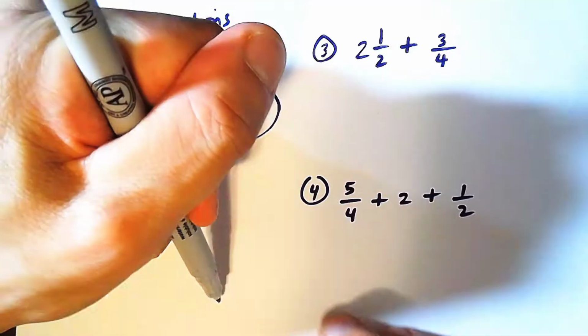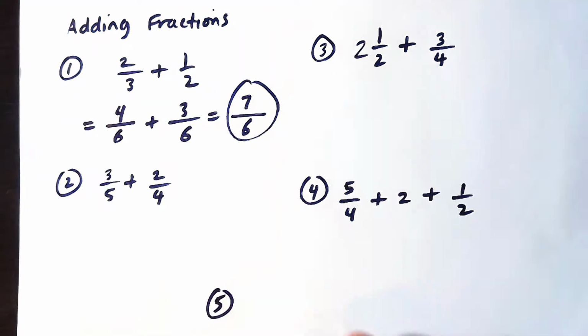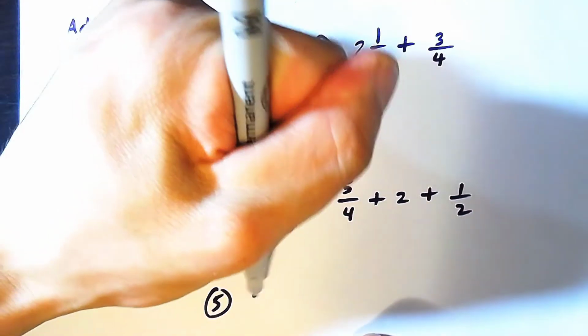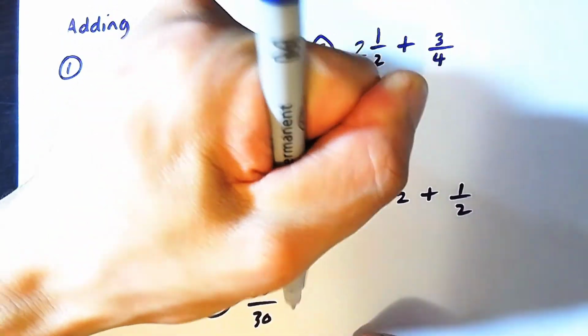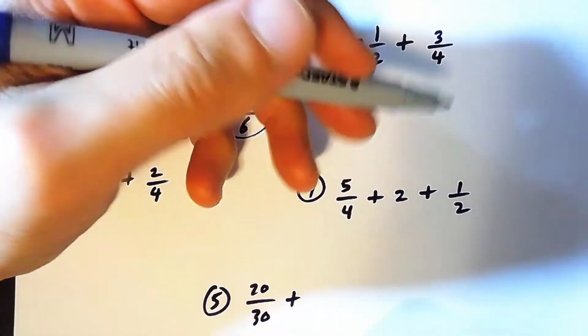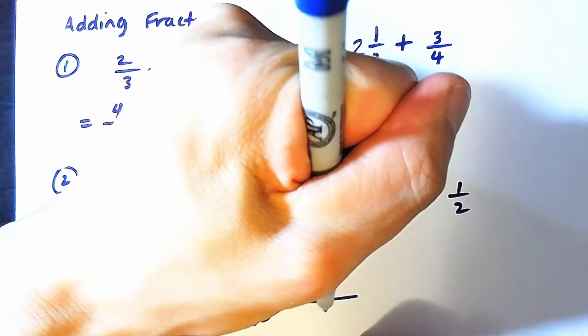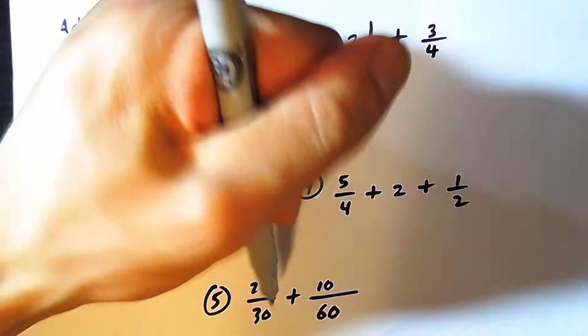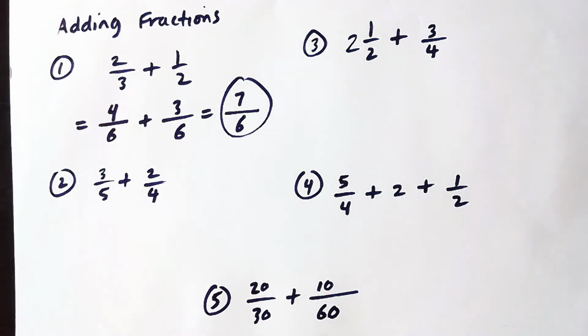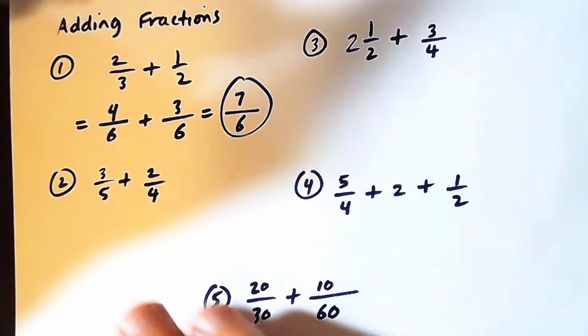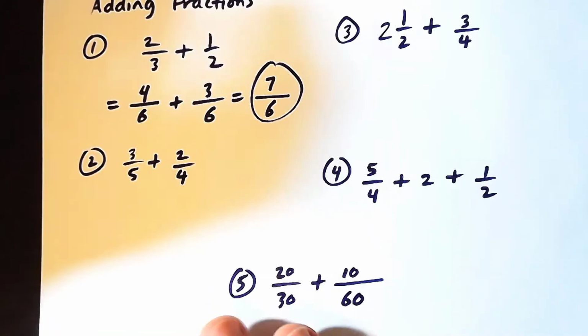Okay, so let's introduce one more question here quickly. Let's say what's 20 over 30 plus, we'll just say 10 over 60. Okay, there's got to be a better way to do this. Okay, so number 2. Let's focus on number 2 here.